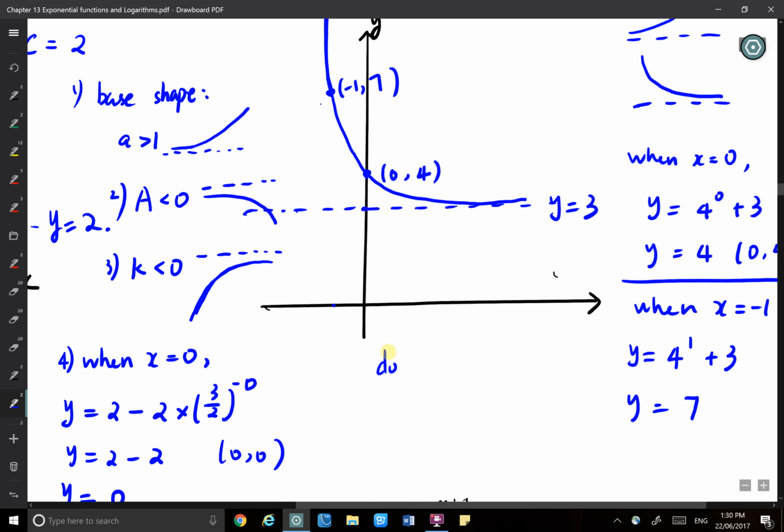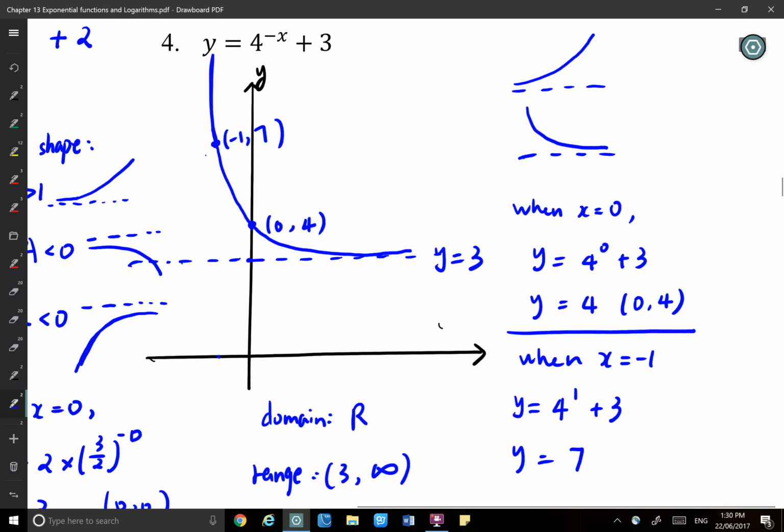The domain for this graph will be R, and the range for this graph will be from 3 to infinity, with a small bracket. Okay, that's the answer for example 4.